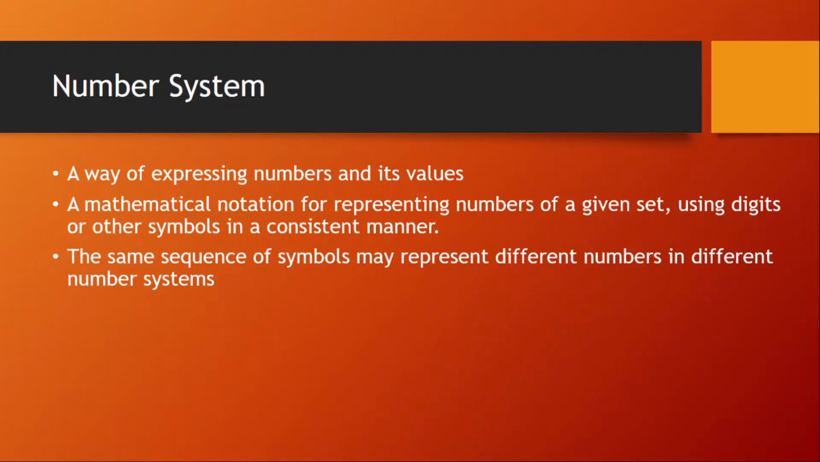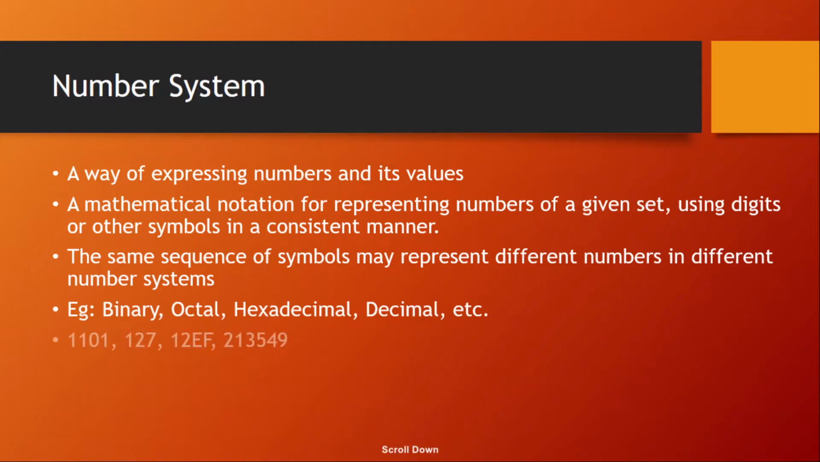The same sequence of symbols may represent different numbers in different number systems. For example, like what I said, we have binary, octal, hexadecimal, decimal, and we do have some examples here. The number 1101 represents a binary number. 127 can be represented either in decimal or it could be an octal number, that qualifies both. 12EF qualifies as a hexadecimal number. This again can be given as a hexadecimal number or it could even be a decimal number. We will see that later in our course as we progress further.